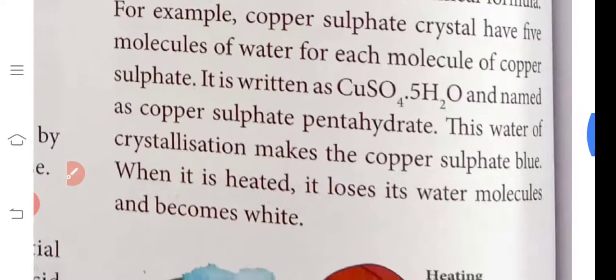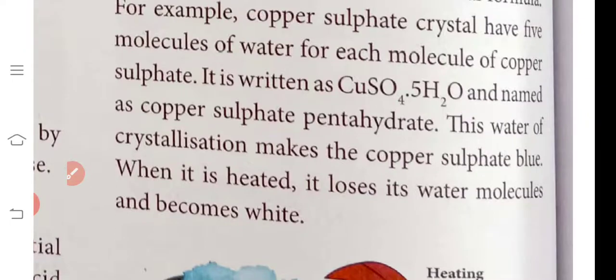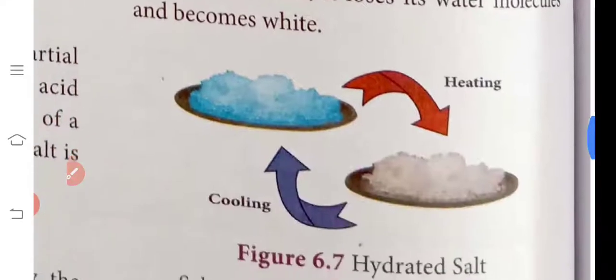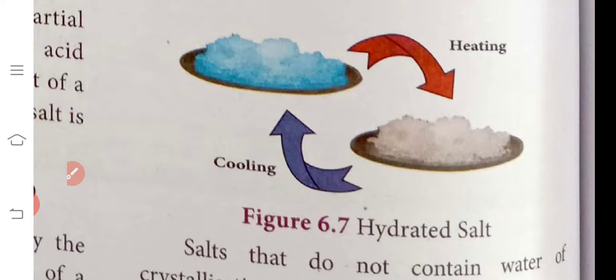This water of crystallization makes the copper sulfate blue in color. When it is heated, it loses water molecules and becomes white. When the water molecules evaporate, the salt is white in color. Okay, listen, this is a heating and cooling process. The hydrated copper sulfate is blue in color. When heating is completed, the salt is white in color.